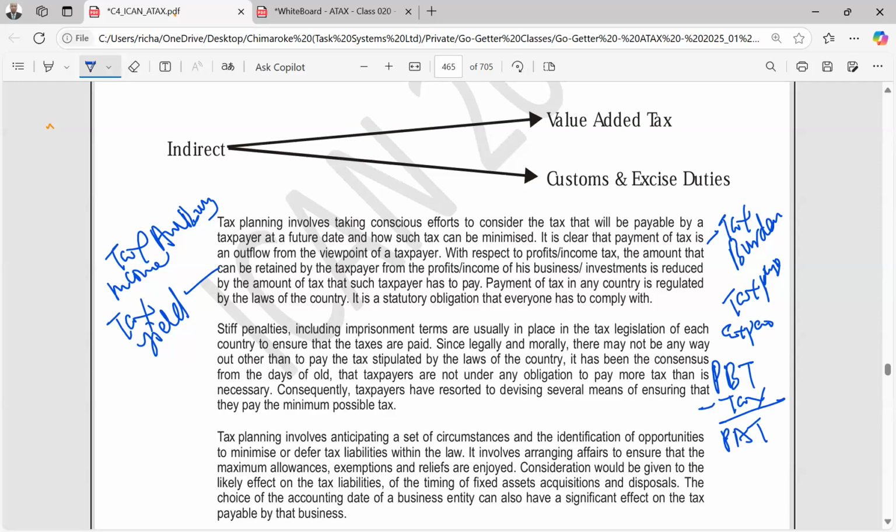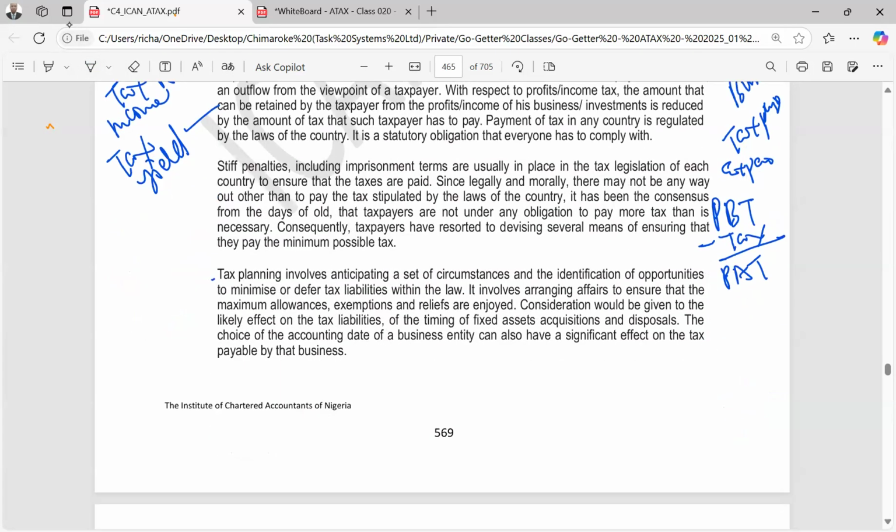And there are going to be stiff penalties, which may also include prison terms if you fail to pay the tax. All right. So tax planning involves anticipating a set of circumstances and the identification of opportunities to minimize or defer your tax liability within the ambit of the law.